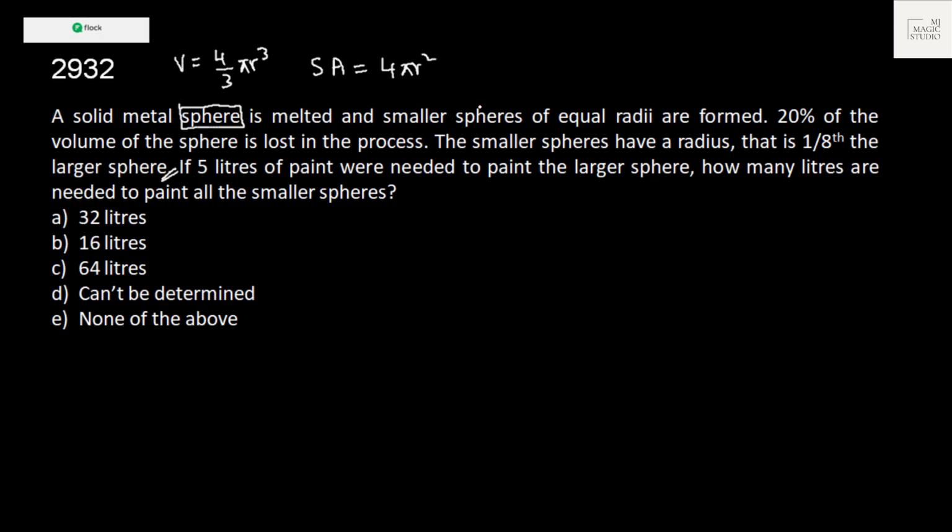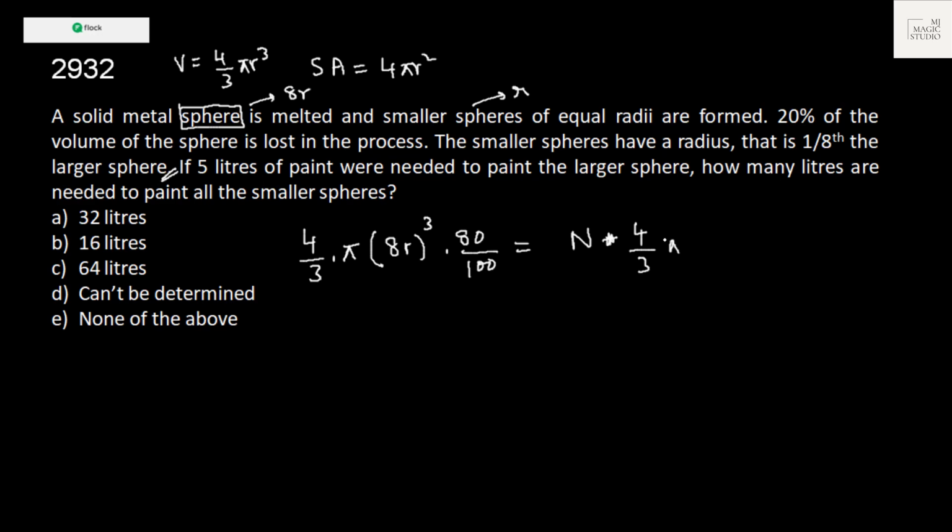Let us stop here. Let the smaller sphere radius be r. That means the bigger sphere radius is 8r. So 4 by 3 into pi into (8r) whole cube, and 20% of the volume is lost, so 80%, equals the number of small spheres into the volume of one small sphere, which is 4 by 3 pi r cube. 4 by 3 pi cancels out, r cube cancels with r cube. So n is equal to 64 into 8 by 10.